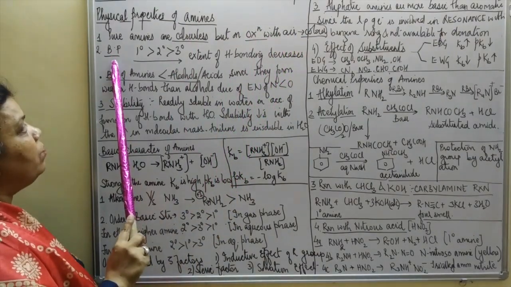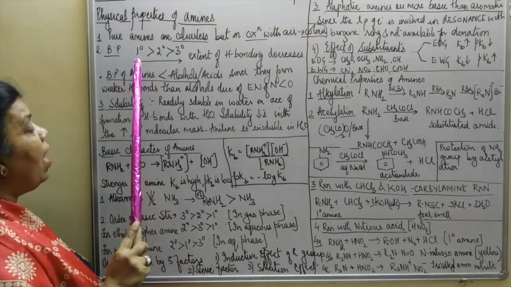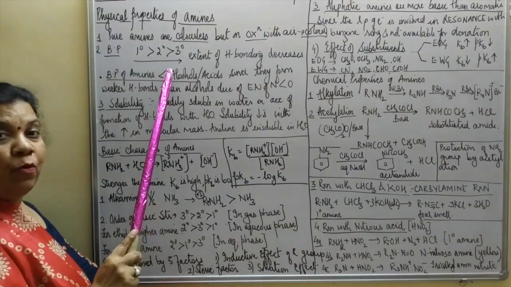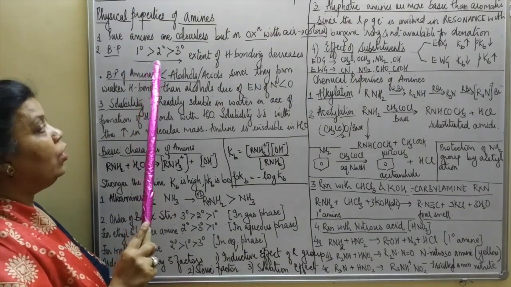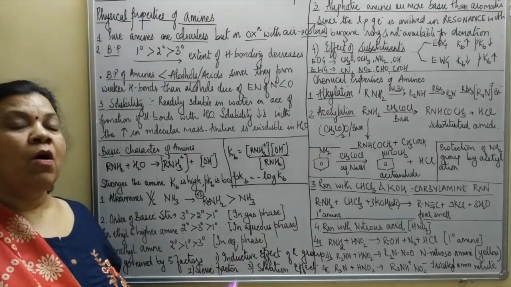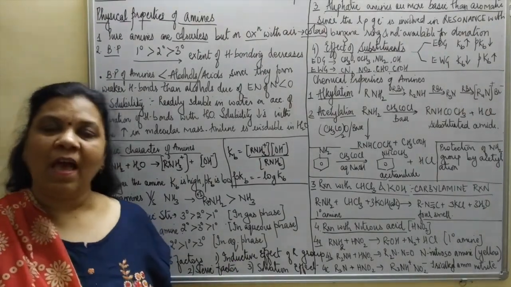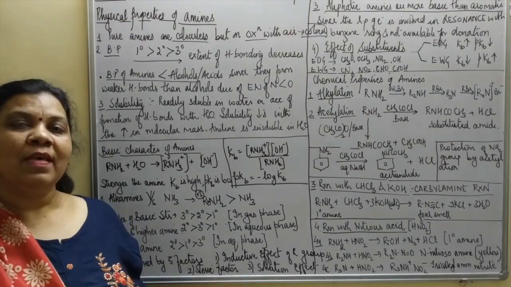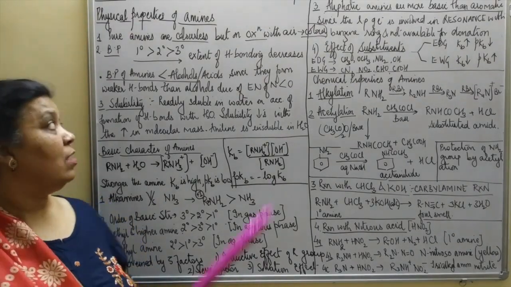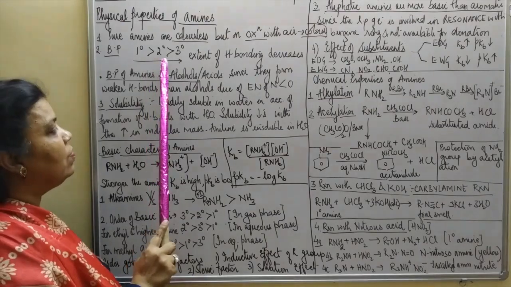The second important property is the boiling point. There is a 1 mark question in the board exam that asks you to arrange 1 degree, 2 degree, 3 degree amines in the order of their boiling points. So remember, 1 degree or primary amines have the highest boiling points as compared to 2 degree and 3 degree. So this is the order of boiling points of amines.